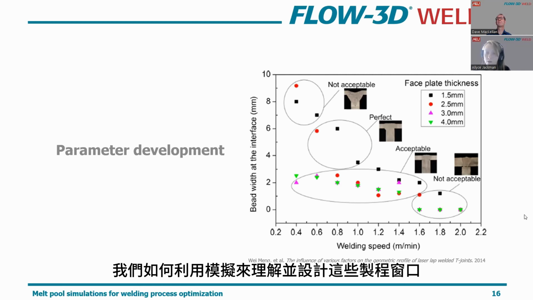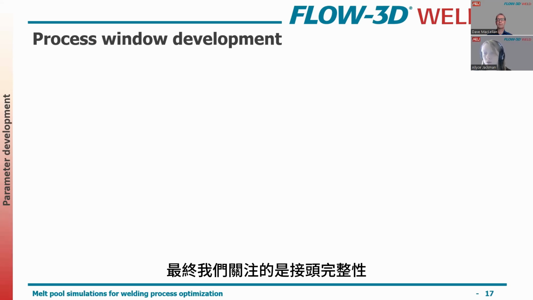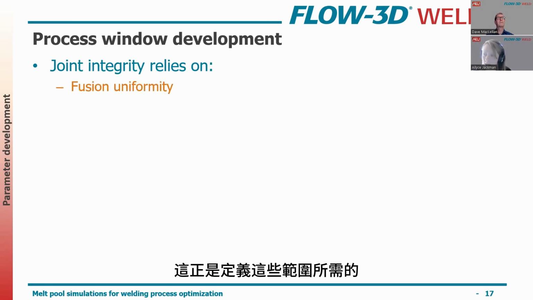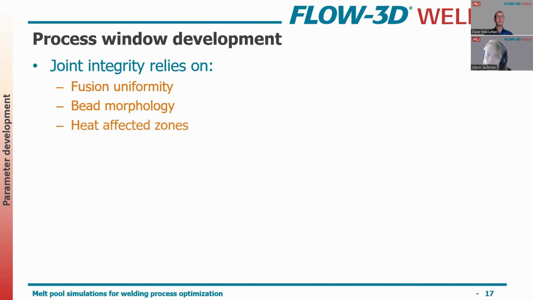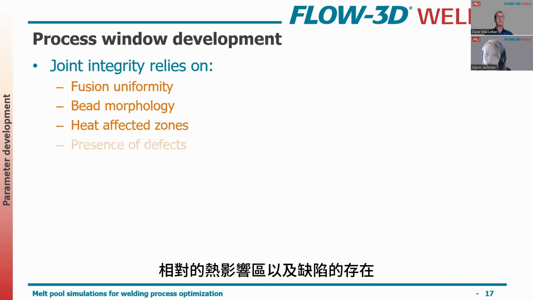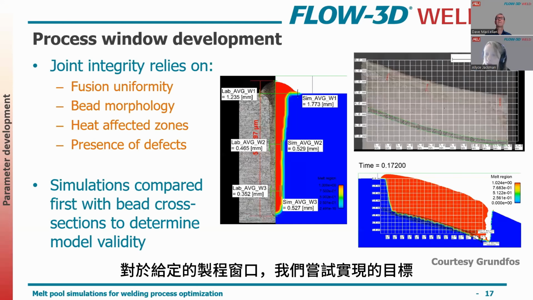So how can we leverage a simulation to understand and to design those process windows? Ultimately, we're looking at joint integrity. That's, at the end of the day, what is needed to define those extents. And this comes back to the uniformity of the fusion, the morphology of your bead, the relative heat affected zones, and then the presence of defects. So we can say, qualitatively from a high standpoint, these are the things that we're trying to achieve with a given process window.